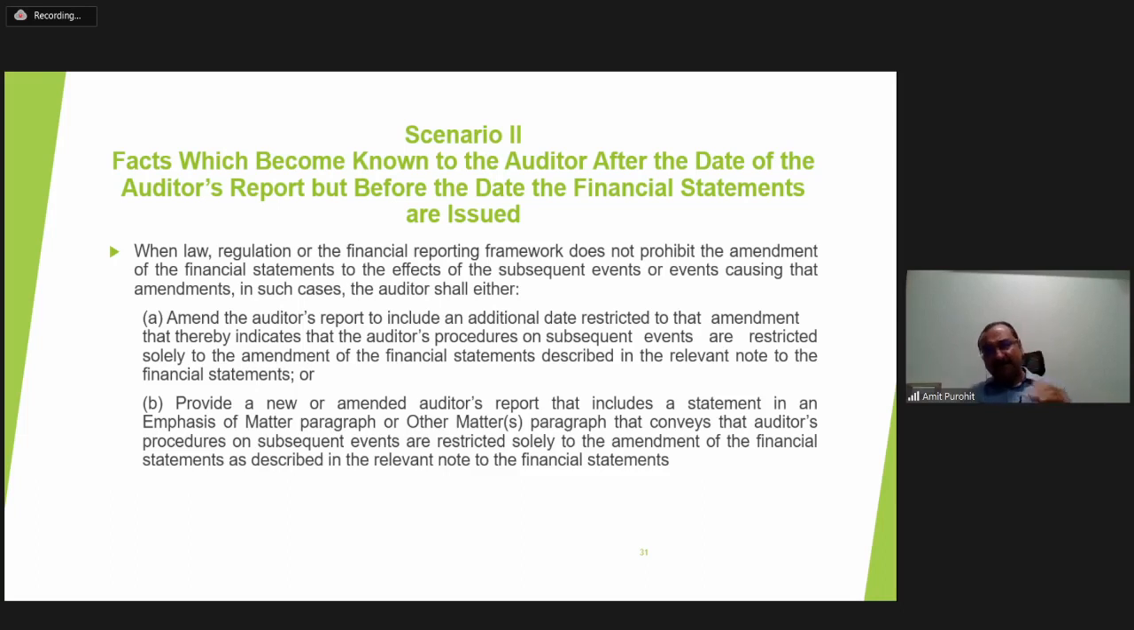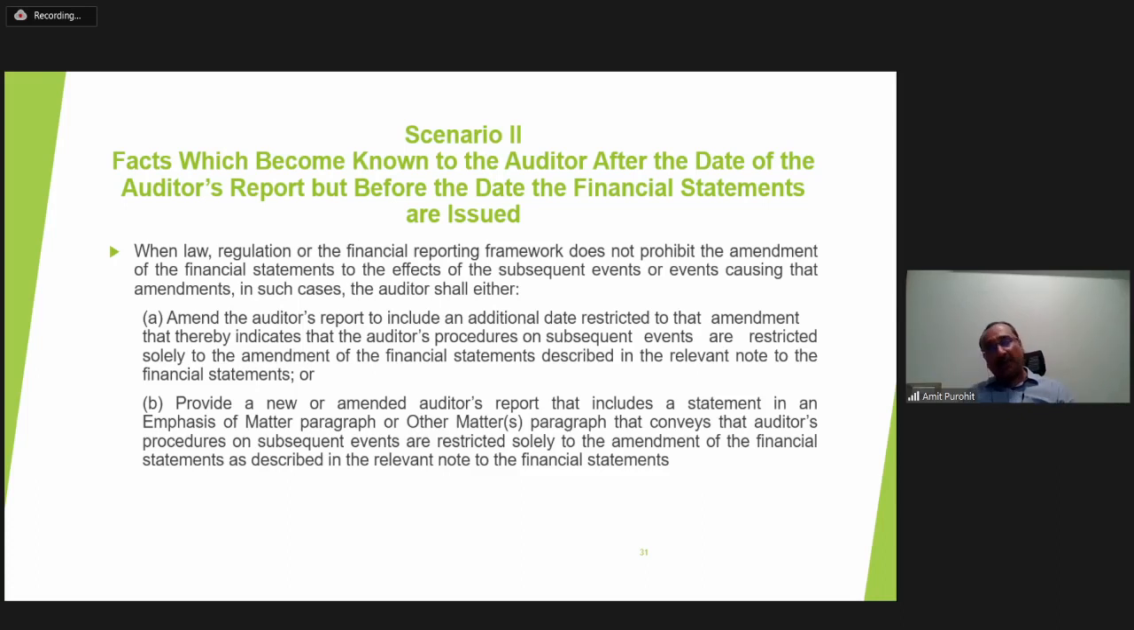So friends, in this particular case, what is important is the additional date. Now, the auditor has already dated the original audit report. However, since a particular subsequent event has come to the notice of the auditor which requires a change in the financial statements, the auditor will put an additional date and he will refer to those changes in the financial statements. He will refer to a note in the financial statements, in this particular additional note. So there will be twin dates in this particular audit report.